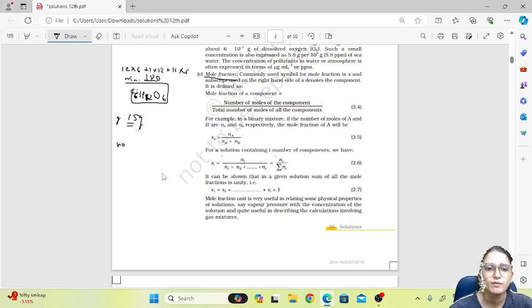Now how to find the number of moles? The number of moles of glucose, which is also denoted by small n, will be given mass upon molar mass. The given mass is 15 grams, and the molar mass is 180. So the value which I get here will give me the number of moles of glucose. Okay, so this is the way to find the number of moles of any component.